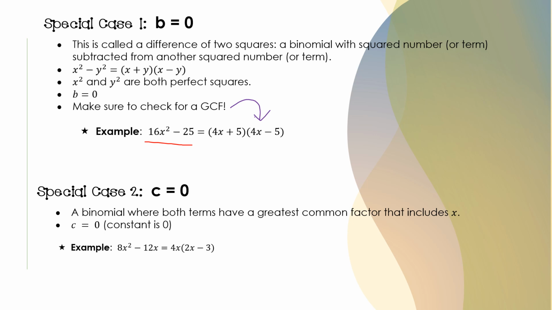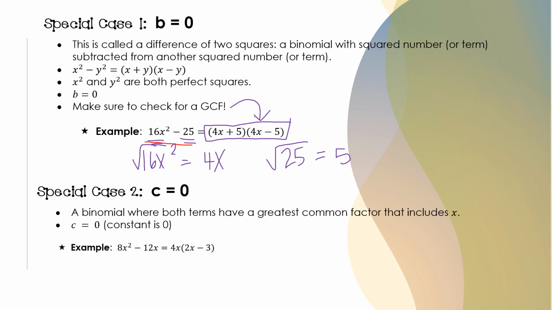To factor a difference of two squares, again, both of the terms should be perfect squares, meaning that I can take the square root. If I take the square root of 16x squared, the square root of 16 is 4, and the square root of x squared is just x, because x times x is x squared. Then the square root of 25 would be 5. So my answer is going to be 4x plus 5 and 4x minus 5. The order doesn't matter, so you could write 4x minus 5 first and then 4x plus 5 second.